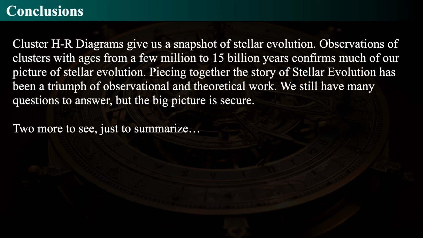So the conclusion that we can get from this is that cluster HR diagrams give us a snapshot of how stars evolve with time. And stars evolve, which means that they change. One star will change from being a main sequence star to a giant. And the observations with clusters with ages from a few million to over 15 billion. Oh my goodness, that's my stupid typo. Not 15 billion, 13 billion, 13.2 billion years indicates that there's a lot of our picture from stellar evolution.